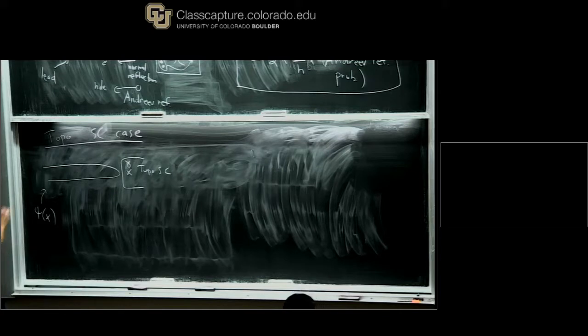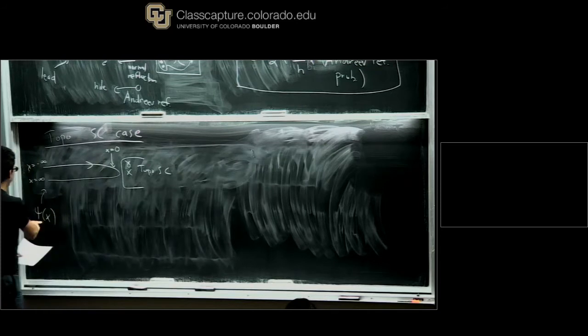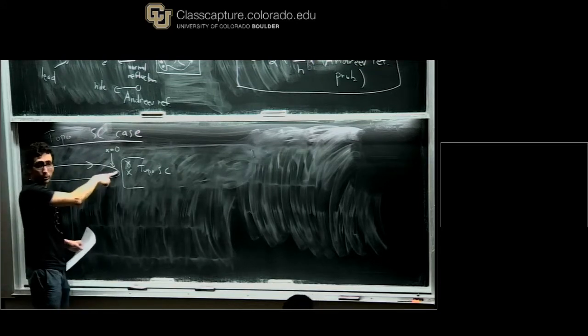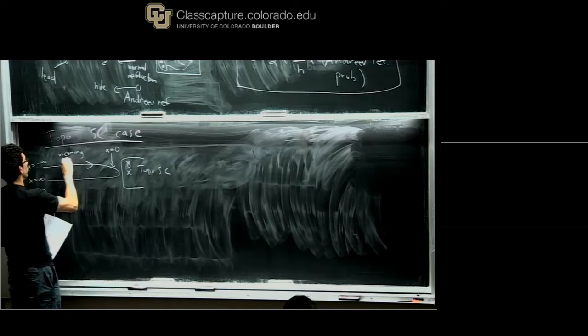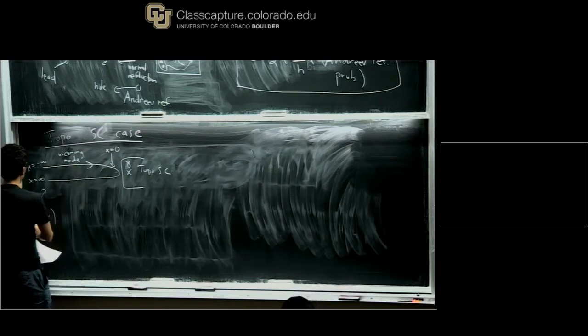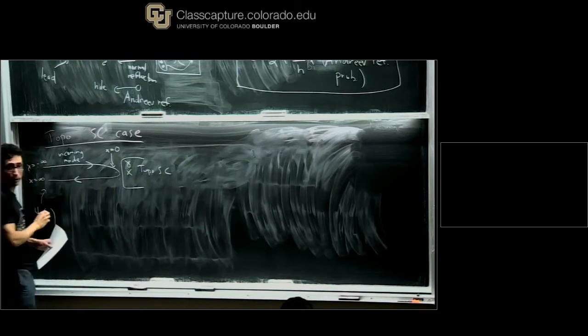And the idea is that when that field has a value between x equals minus infinity and x equals 0, that will correspond to an incoming electron. And when that field has a value between 0 and infinity, that corresponds to outgoing modes.